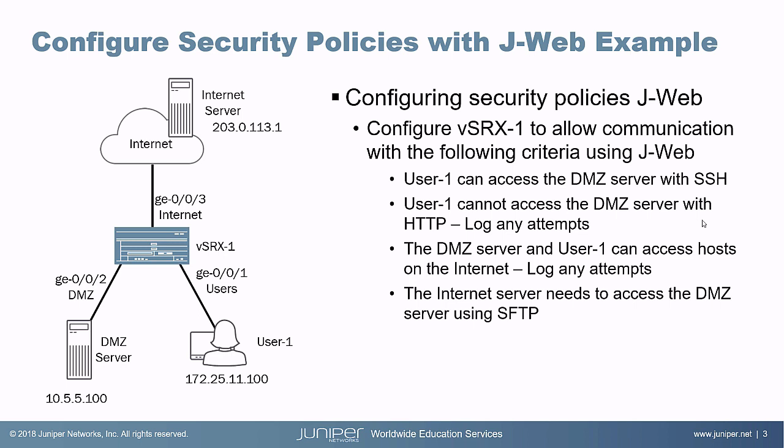And then we need to allow the internet server access to the DMZ server using SFTP. Now SFTP is a secure form of FTP, or file transfer protocol, and it uses port 22. So it's basically going to be using SSH in that regard. We'll keep that in mind as we configure our security policies. All right, so let's go ahead and jump to the J-Web interface and configure this.